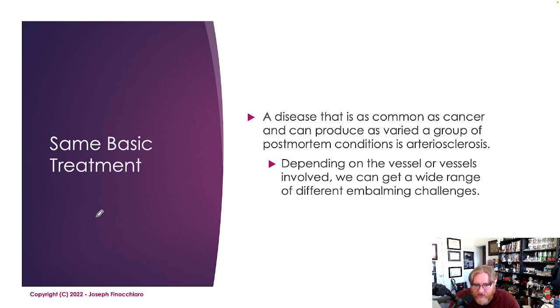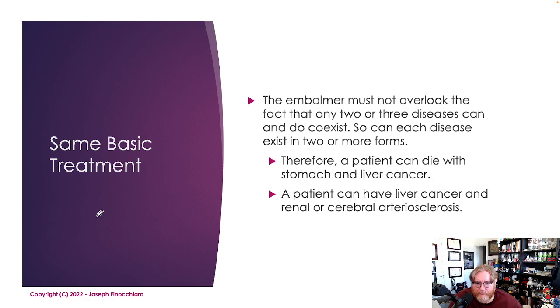A disease that is as common as cancer and can produce as varied a group of postmortem conditions is arterial sclerosis, because again, you don't have enough examples. Depending on the vessel or vessels involved, we can get a wide range of different embalming challenges. The embalmer must not overlook the fact that any 2 or 3 diseases can and do coexist. So each disease exists in 2 or more forms. Therefore, a patient can die with stomach and liver cancer. A patient can have liver cancer and cerebral arterial sclerosis. You have to treat what you see.